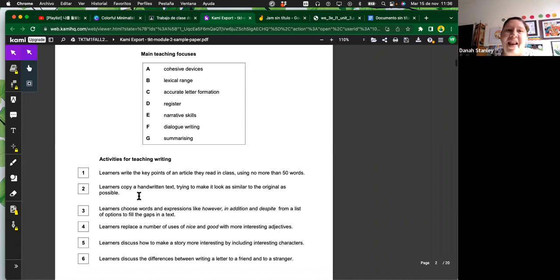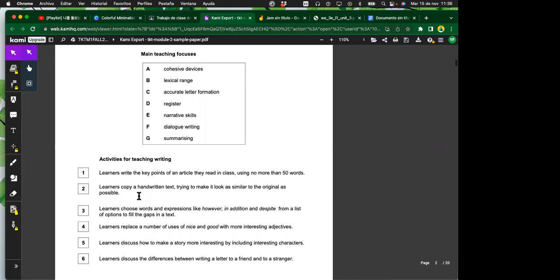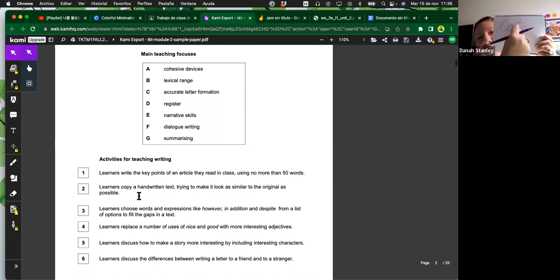Exactly. Letter formation. Well, no, probably because at your level you don't do that. But if I tell you like this, they need to copy the traces. Probably this is for children. And remember that TKT is not all, it is for teachers from basic education to higher education, okay? Keep that in mind. Excellent.